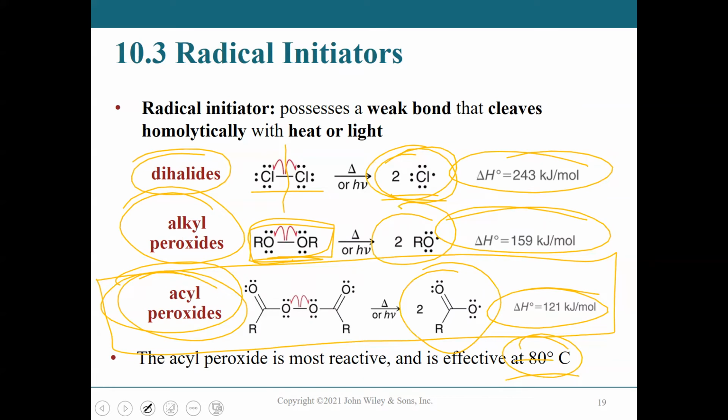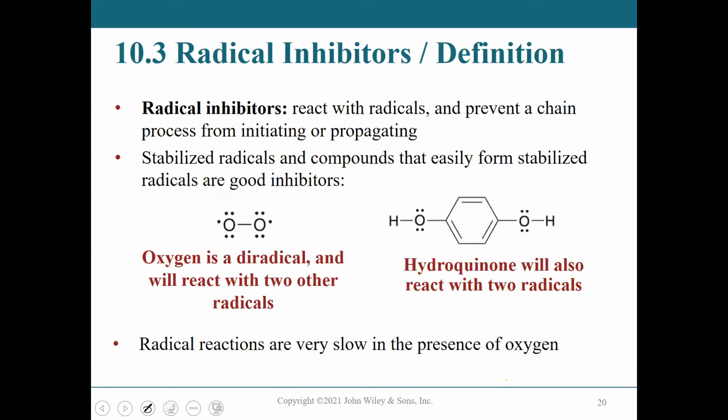Inhibitors, the same way as you can have initiators, react with radicals and prevent the chain process from initiating or propagating. One of them is oxygen. Oxygen reacts with and oxidizes the radical. So basically they prevent the chain reaction.